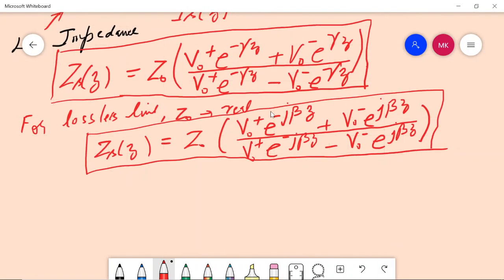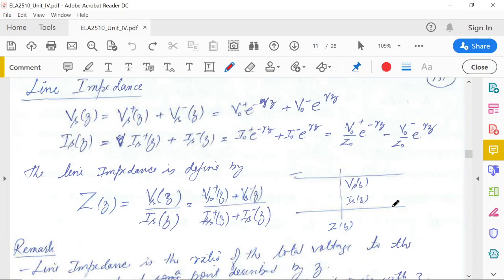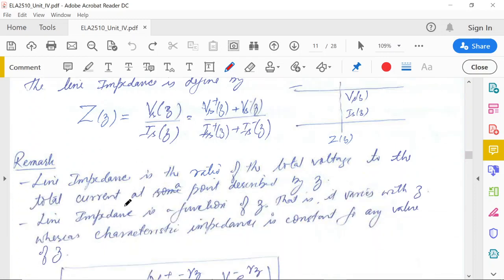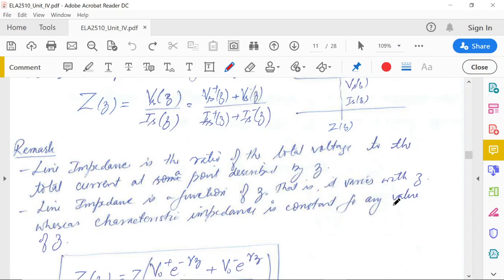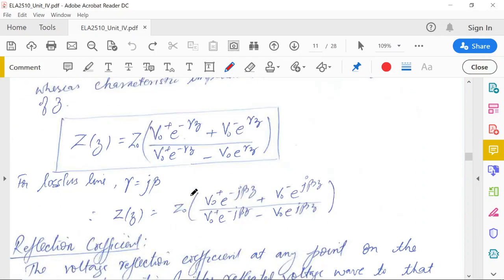The same thing we have obtained in this PDF also. So line impedance is the ratio of the total voltage to the total current at a point described by z. The line impedance is a function of z, that is, it varies with z, whereas the characteristic impedance is constant for any value. So here we have found the line impedance.